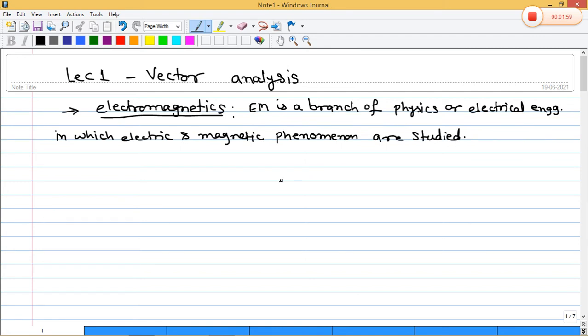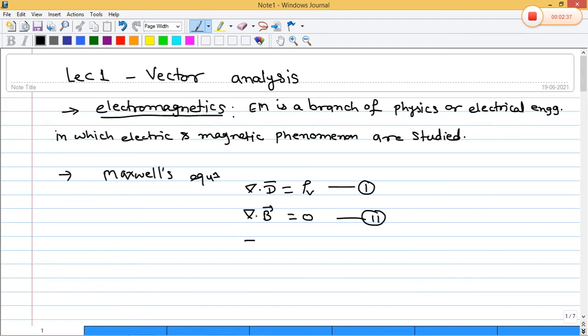Okay, now we have to know about Maxwell's equations. The first Maxwell equation is del dot D equals rho v, where this is the del operator, equation number 1. The second one is del dot B equals 0.